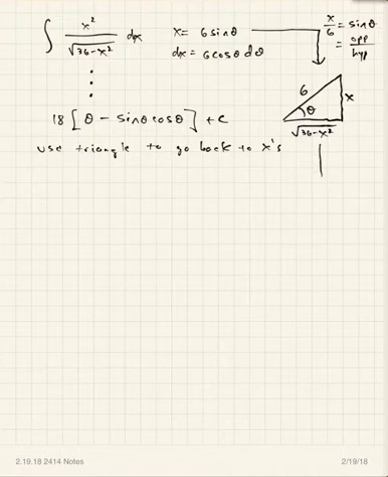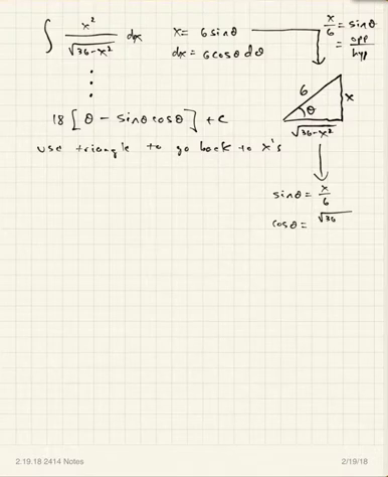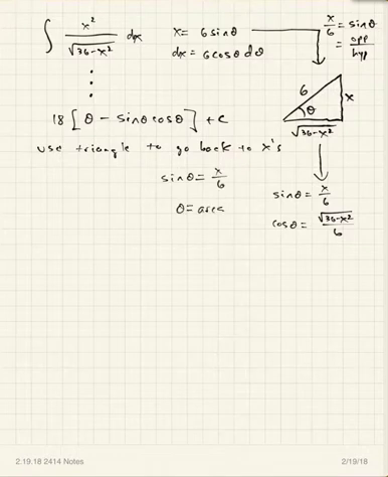And so from that triangle, what can we say here? Sine of theta is equal to x over 6, which we've already seen. But cosine of theta, which would be adjacent over hypotenuse, would be the square root of 36 minus x squared over 6. And then what about theta? There's still a little bit more to do here. Since sine of theta is equal to x over 6, that means theta is arc sine or inverse sine of x over 6. So those are the pieces we need.